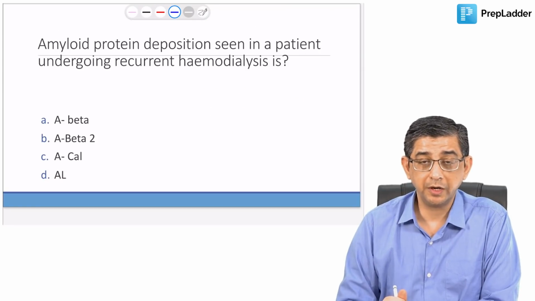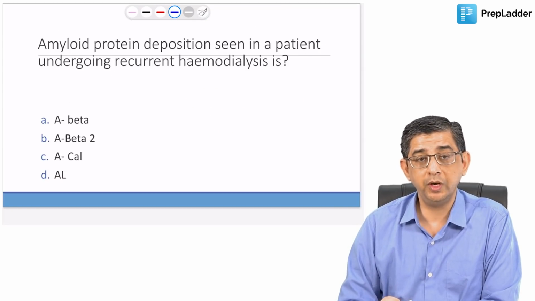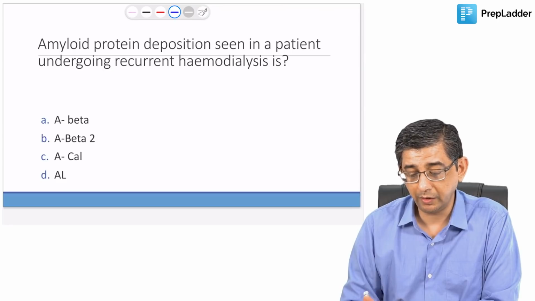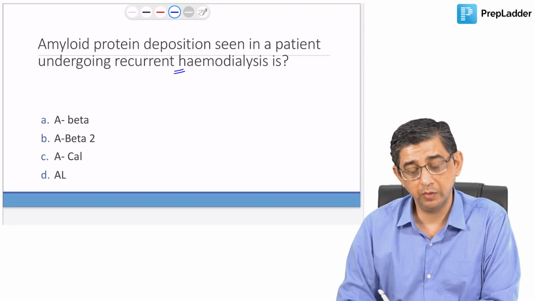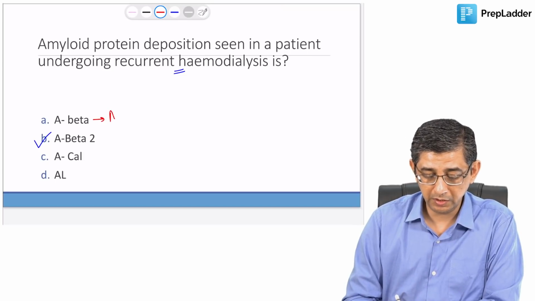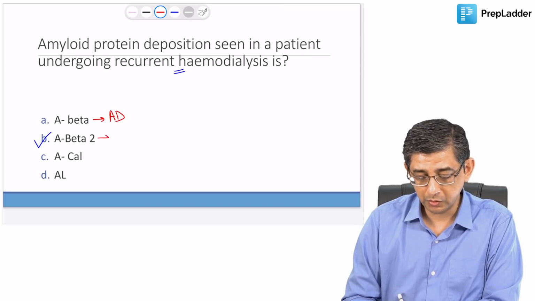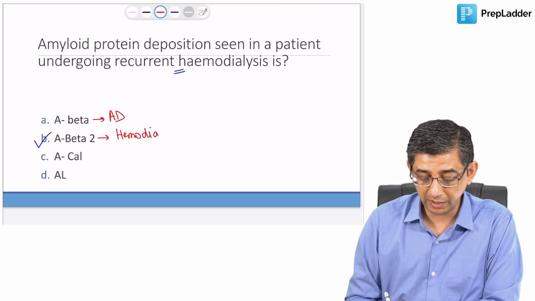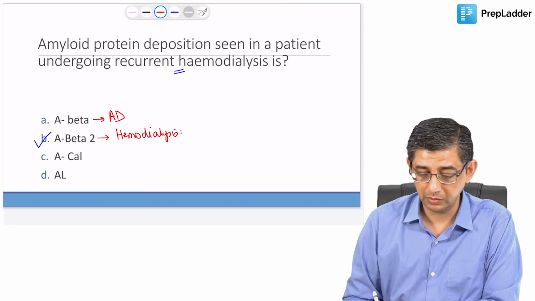The next question was a repeat one. The question said amyloid protein deposition in a person undergoing recurrent hemodialysis is, the answer would be A beta 2 amyloid. You are familiar with the fact that A beta is seen with Alzheimer's disease. When it comes to A beta 2, that would be seen in patients undergoing hemodialysis. That will explain the dialysis dementia component also, no?